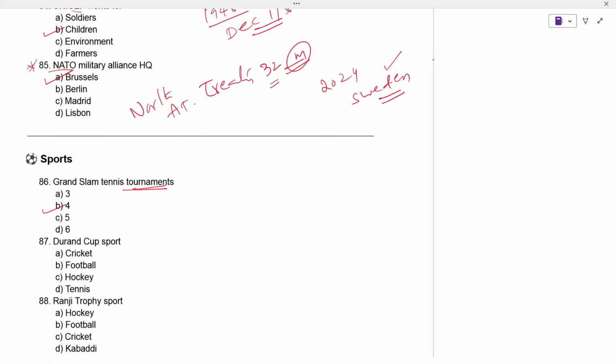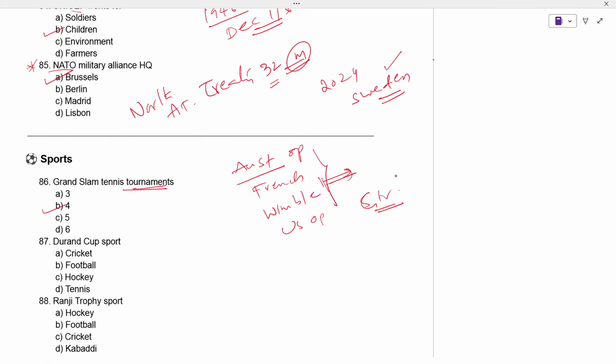How many tournaments here? It's 4, but what are those? Number one, alphabetically, Australian Open, next is French Open, then US Open, and Wimbledon. These 4 tournaments come under Grand Slam. If any sportsman or player wins all 4 tournaments in a single calendar year, that's called a Grand Slam. Actually, I think you know that one.